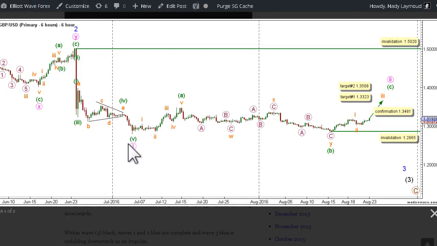This count expects that wave 2 pink is unfolding towards the upside as a zigzag labeled A, B, and C green, with waves A and B green complete, and wave C green is unfolding towards the upside. Wave A green unfolded as an impulse labeled waves 1 through 5 orange, while wave B green unfolded as a double zigzag labeled W, X, and Y orange, with each wave within that double zigzag unfolding as a zigzag labeled A, B, and C purple.